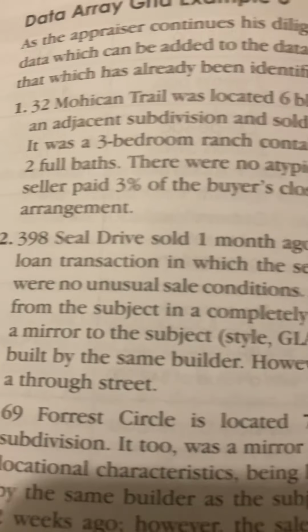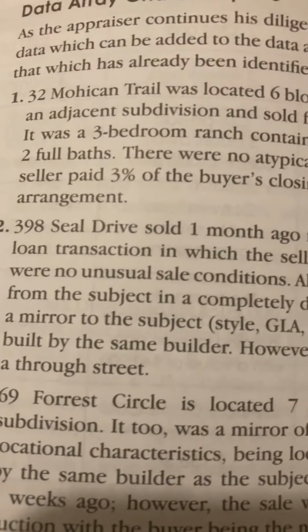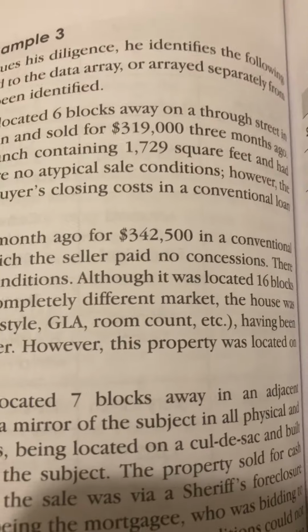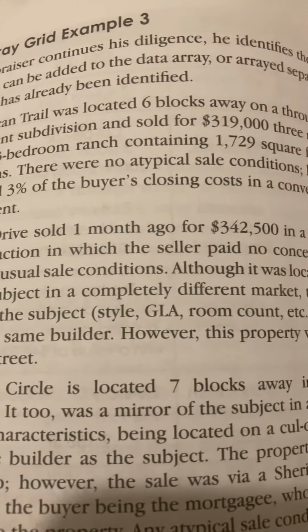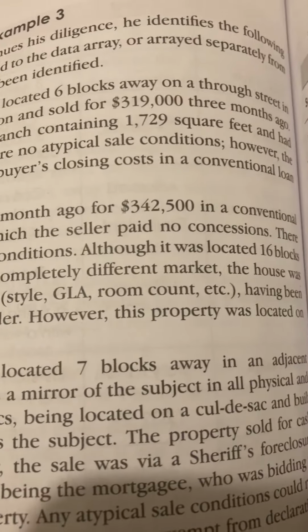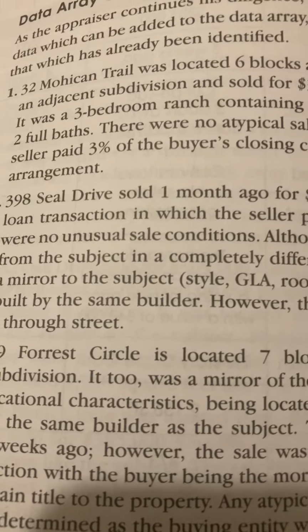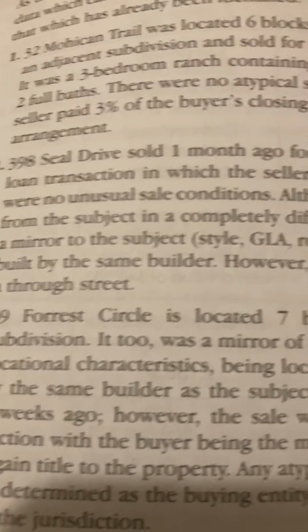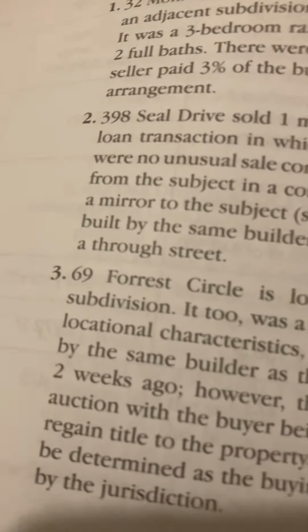Comp 1, 32 Mohican Trail, was located 6 blocks away on a through street in an adjacent subdivision and sold for $319,000 3 months ago. It was a 3-bedroom ranch containing 1,729 square feet and had 2 full baths. There were no atypical sale conditions. However, the seller paid 3% of the buyer's closing costs in a conventional loan arrangement.